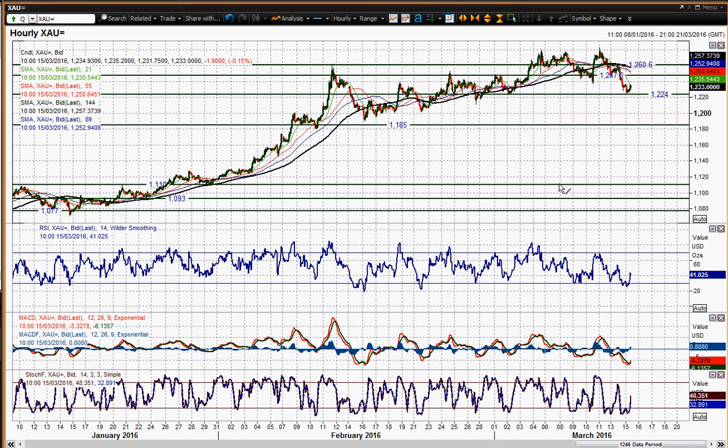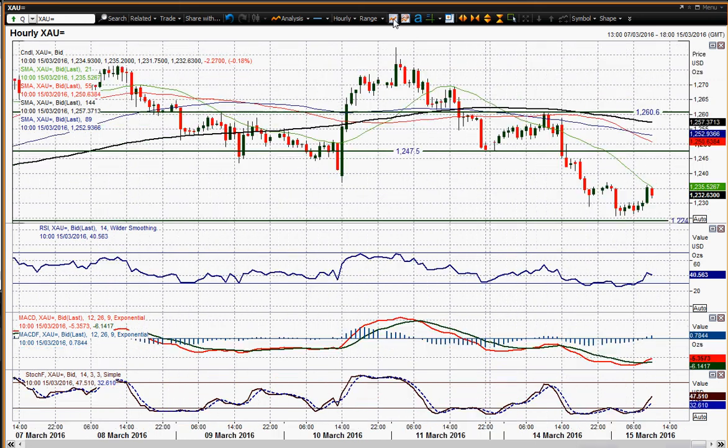So I think that we are looking at more of a corrective angle on this chart now, and I think a rally into the resistance between 1237 and 1247.50 would be your chance to sell.